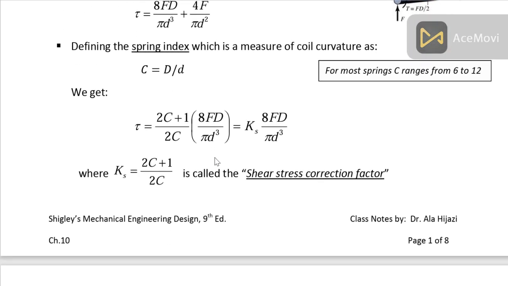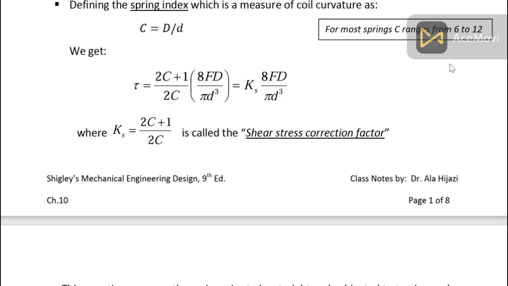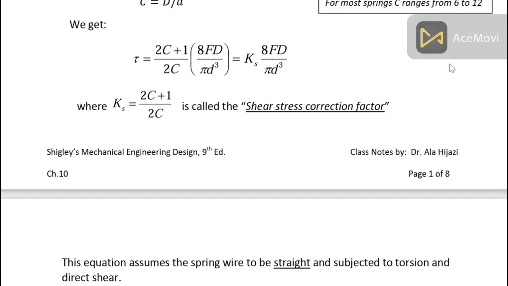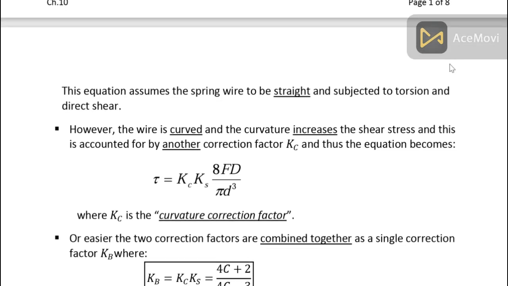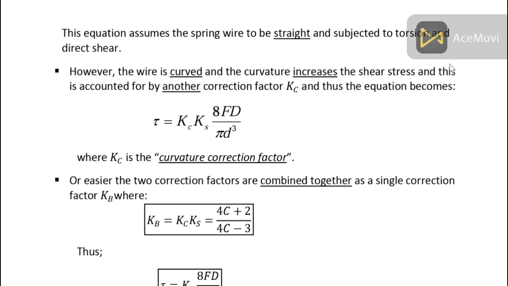We get tau is equal to (2C plus 1) divided by 2C, times 8FD divided by pi d cube, which is equal to Ks into 8FD divided by pi d cube. Here Ks is equal to (2C plus 1) divided by 2C. This factor Ks is called the shear stress correction factor. Now we shift to tau is equal to Kc Ks into 8FD divided by pi d cube.